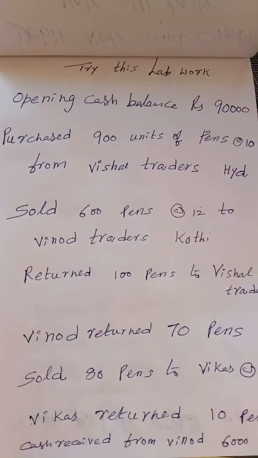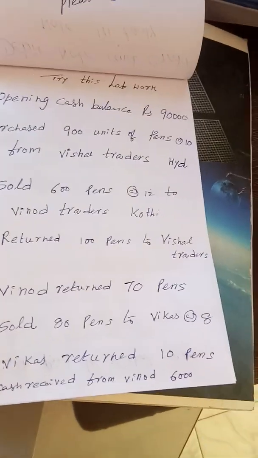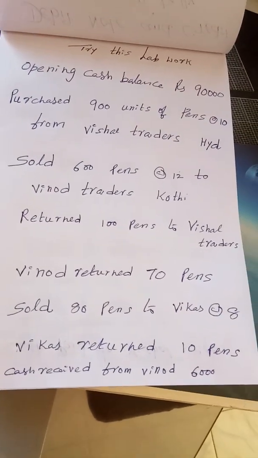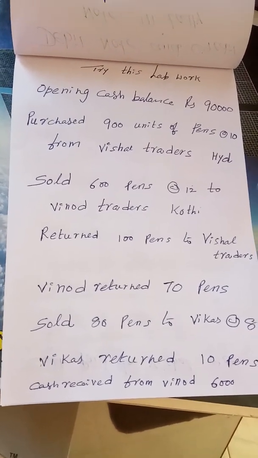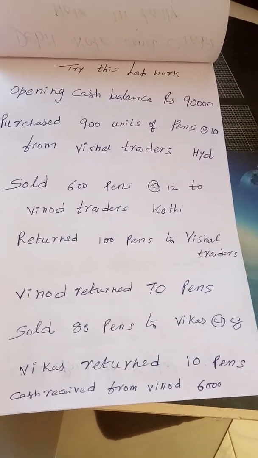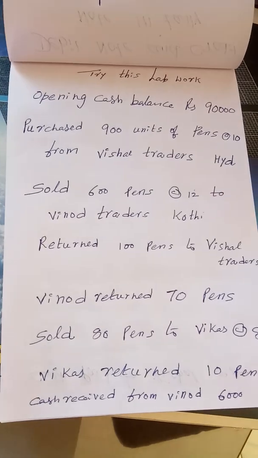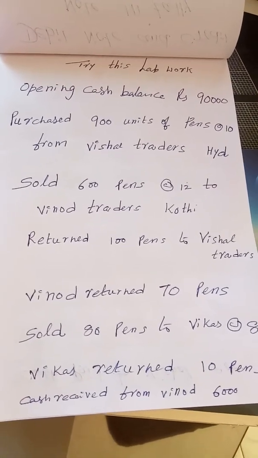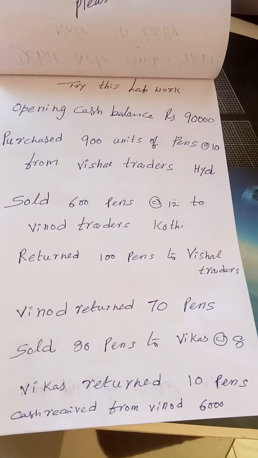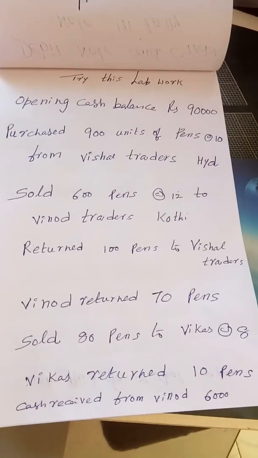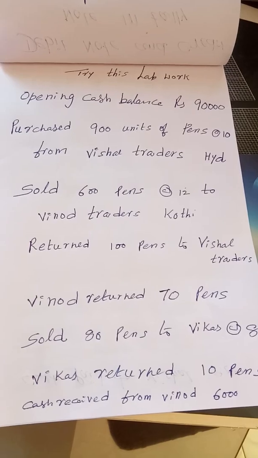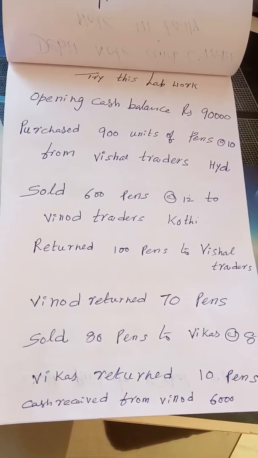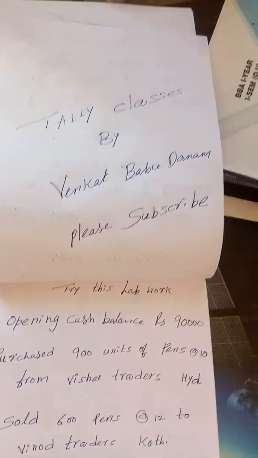Opening balance of cash 90,000. You need to record 90,000 rupees opening balance. You know how to record: use Alt option in ledger and enter it. Purchased 900 units of pens at the rate of 10 rupees from Vishal Traders. Sold 600 pens at 12 rupees to Vinod Traders Koti. Returned 100 pens to Vishal Traders. Vinod returned 70 pens. Sold 80 pens to Vikas at the rate of 8 rupees. Vikas returned 10 pens. Cash received from Vinod 6,000.